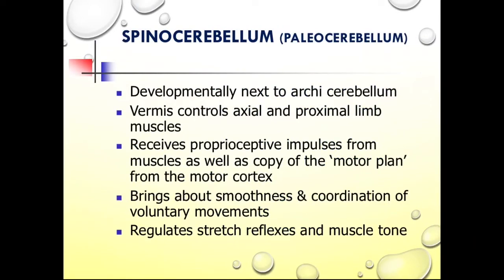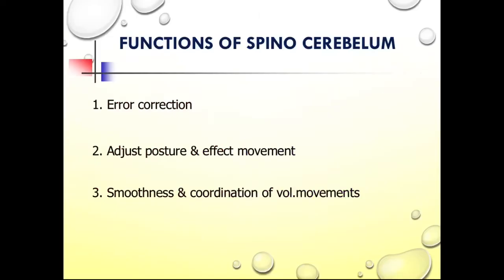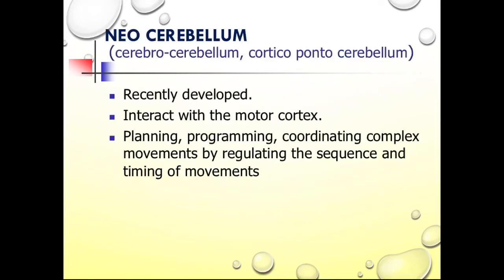Now coming to the second part, the spinocerebellum. It receives proprioceptive impulses, we won't go into that part. It brings about the smoothness and coordination of voluntary movement, and it regulates the stretch reflex and maintains the muscle tone, okay. So what are the functions? It helps in error correction, adjusting the posture and effecting the final effective movement, and smoothens and coordinates the voluntary motor movement, okay. That's the function of spinocerebellum.